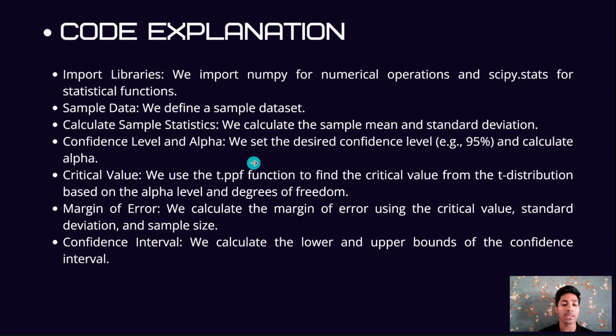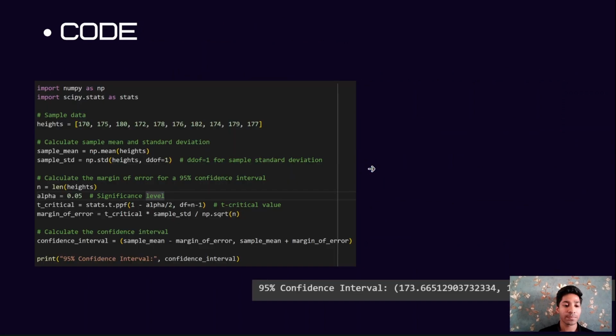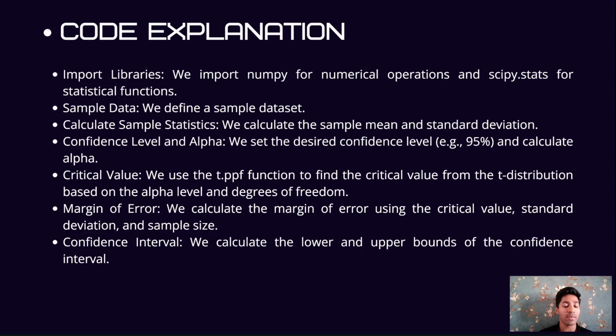And then we have confidence level and alpha. We set the desired confidence level, for example 95%, and calculate the alpha. Then we have critical values. We use the t.ppf function to find the critical values from the t distribution based on the alpha level and degrees of freedom. Then we have margin of error.